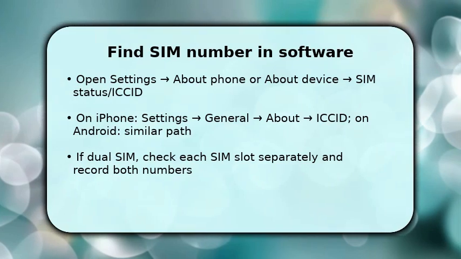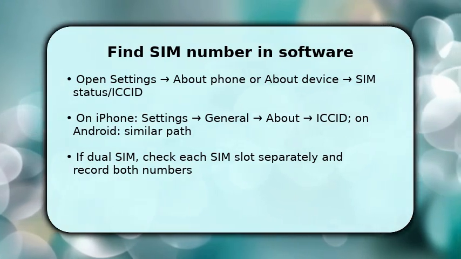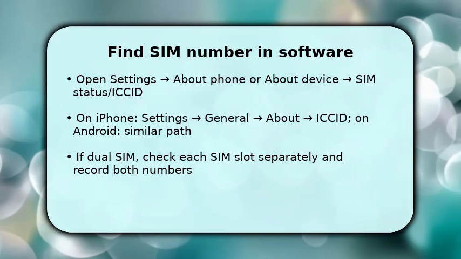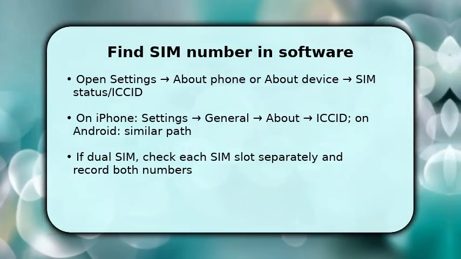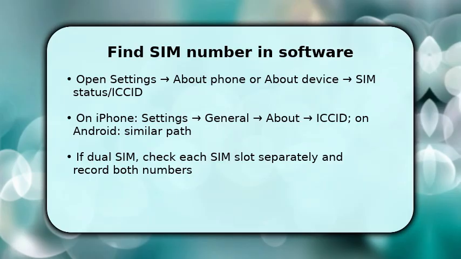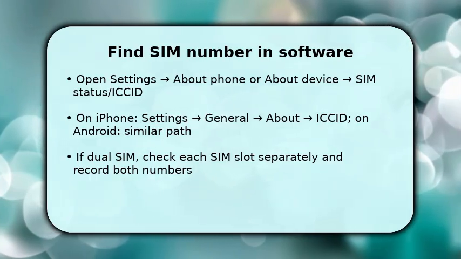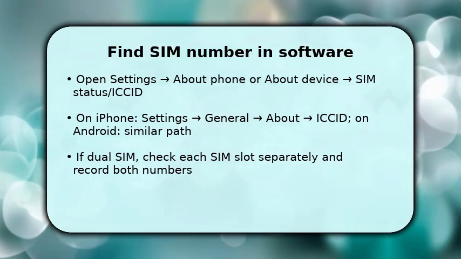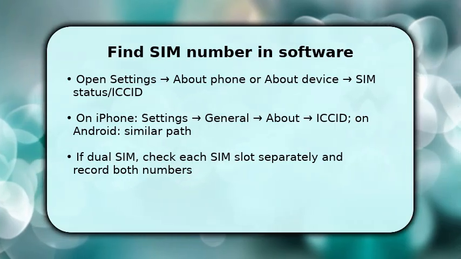You'll now use the phone's software to get the exact ICSID or SIM number. On an iPhone, go to Settings, General, About, and scan down to ICSID. On Android, open Settings, About Phone or SIM Card Manager, and view SIM status. Once there, copy or transcribe the displayed ICSID.